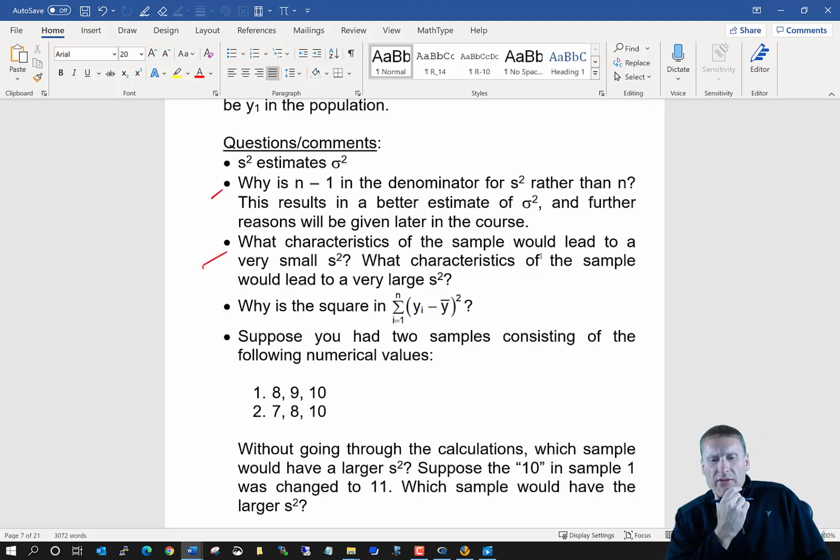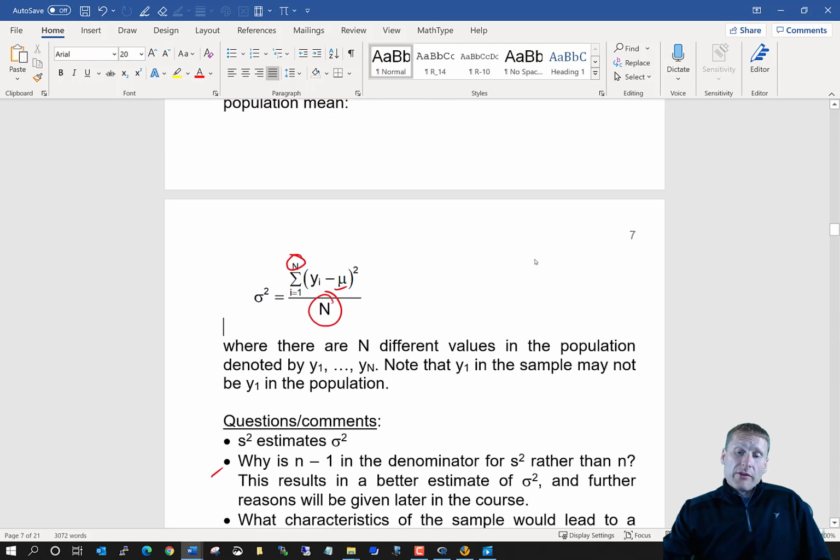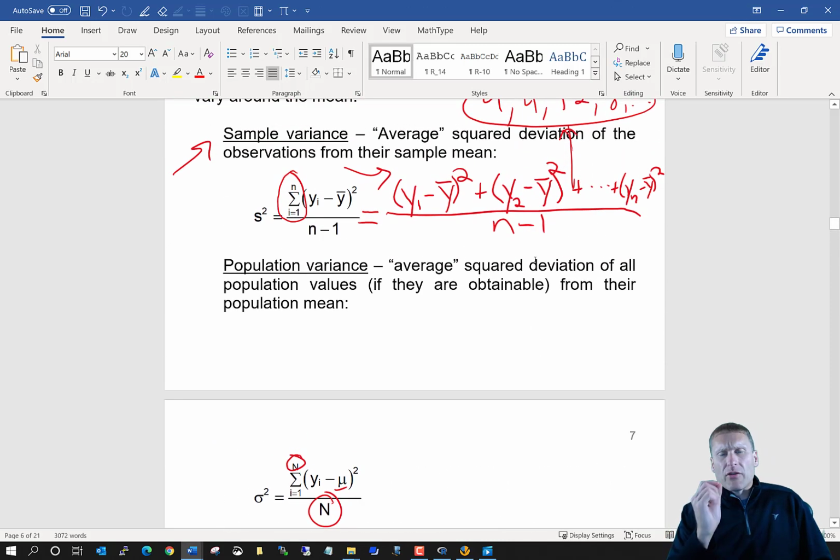What characteristics of the sample will lead to a very small S squared? What characteristics of the sample will lead to a very large S squared? Well, that's a good question, or a good set of questions, to help you get an intuitive understanding of what this measure is. So think of it this way. When would S squared be zero? Well, it would be zero if all the y's were equal to y bar.